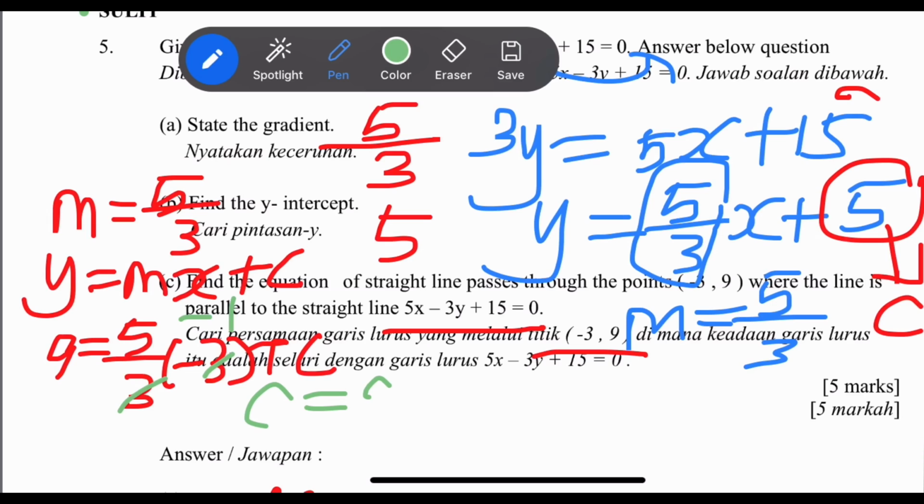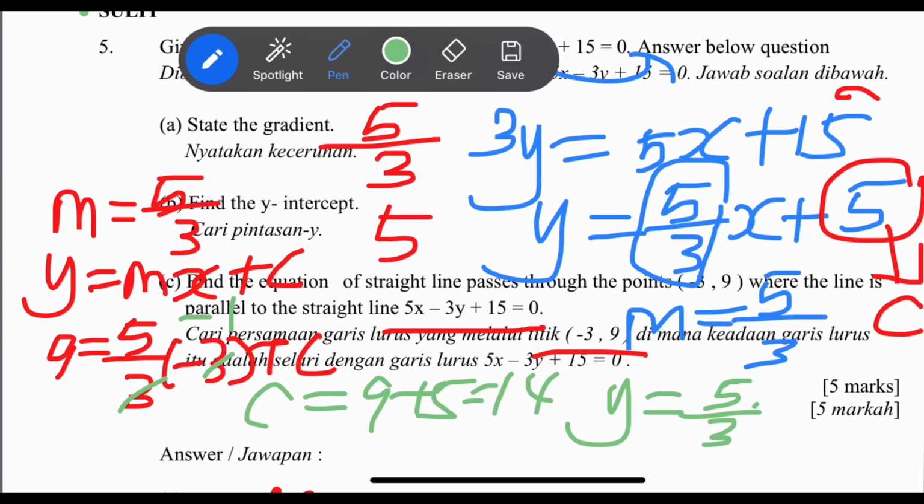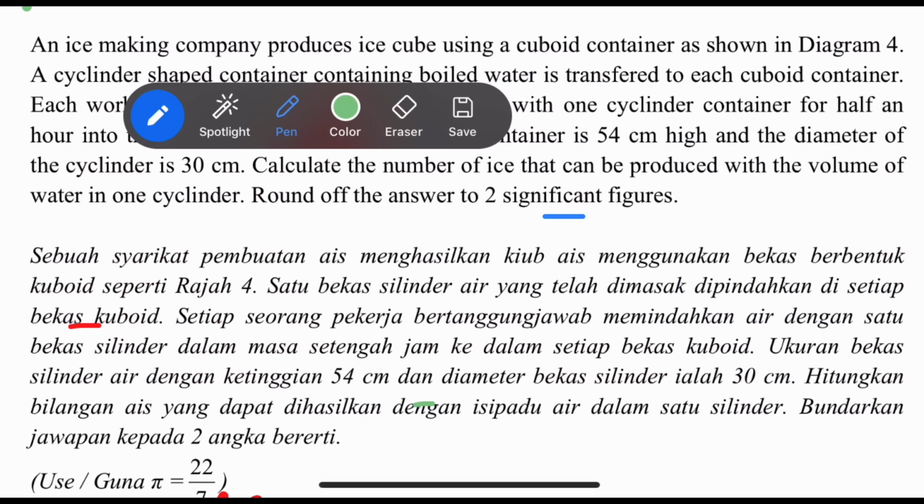Please simplify first before you add. So 3 and -3 is -1. So you have 9 equal to -5 plus c. So c is 9 plus 5. So your intercept c is positive 14, right?